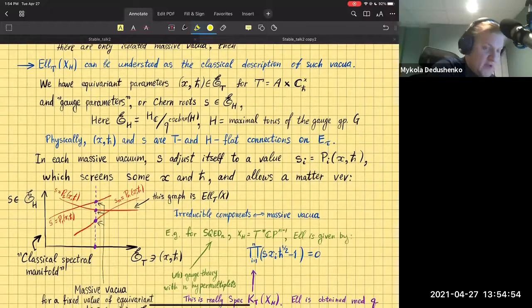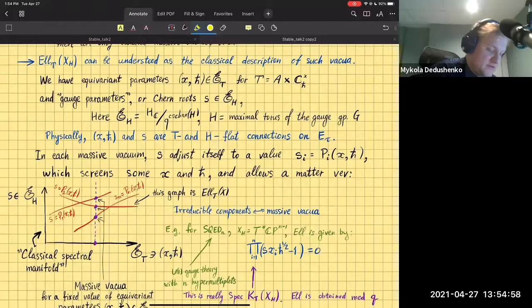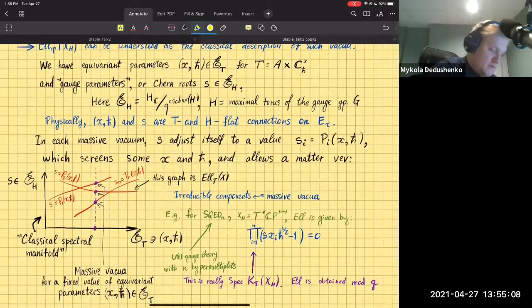For example, if we have N equals 4 super QED, so that's just a U(1) gauge theory with n hypermultiplets, whose Higgs branch is T star CP^(n-1), then this scheme is just given by this equation. Well, this equation really gives you the spec of K theory, but then L elliptic is obtained by taking mod q of it.